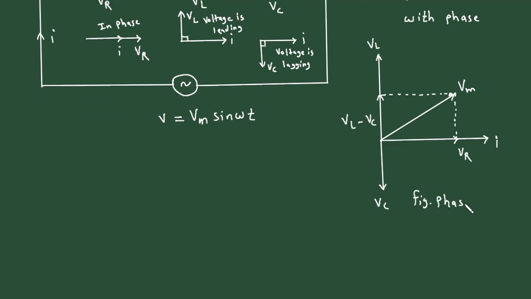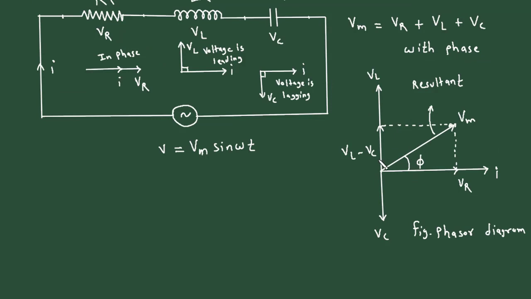This is a phasor diagram. And the angle between voltage and current, that is the resultant and current, is angle phi. For this phasor diagram, we are considering XL is greater than XC. So here we can write XL is greater than XC. We are considering XL greater than XC for this phasor diagram. That's why VL is greater than VC.